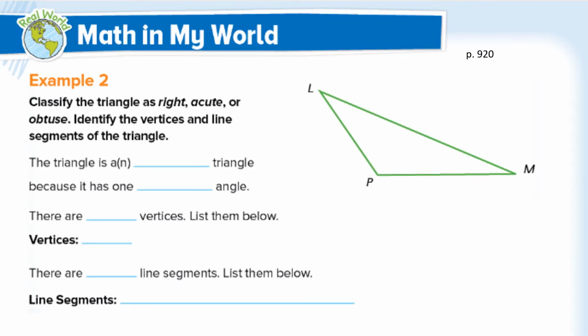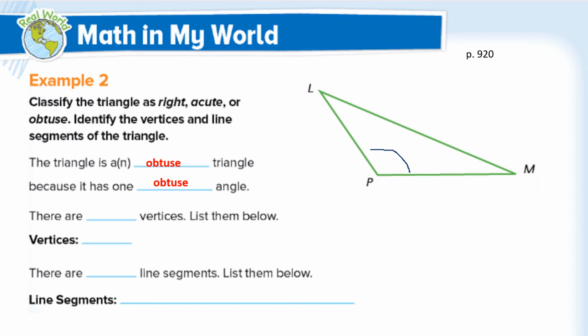Okay, let's go on to page 920 and look at example 2. We got to classify this as right, acute, or obtuse and identify the vertices and line segments. So this triangle, as I look at it, I'm seeing an obtuse triangle. So that must mean there's an obtuse angle in the obtuse triangle.